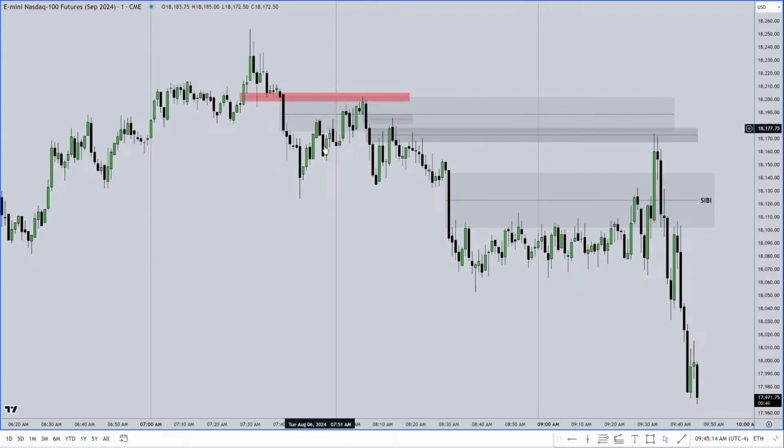So what did it do? It rallied up. Where'd it go to? Some random level. Nobody could have known that it was going to go to that level, but now you do. You have a stop hunt. The market broke down. So this is a shift in market structure, okay?